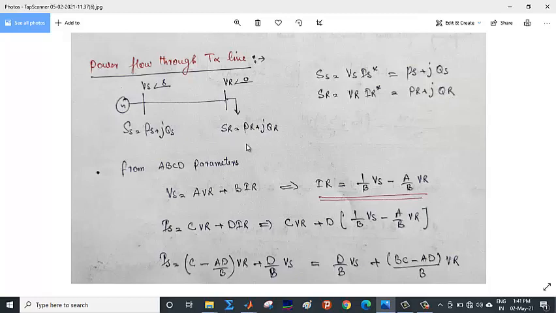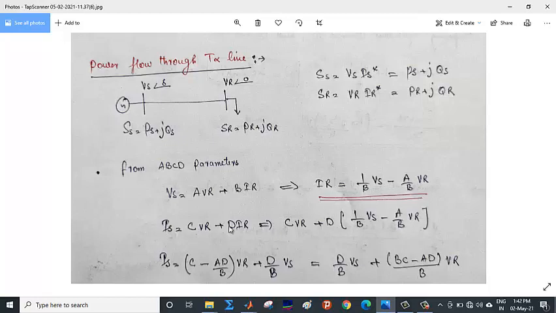So we'll first try to find IS and IR in terms of VR and VS to get the values of SS and SR. We'll get this IR and IS from the ABCD parameters in terms of VS and VR. Here it is very simple. VS is equal to AVR plus BIR. So from here, Vs minus AVR is equal to BIR. That means IR will be equal to Vs by B minus A by B into VR. So IR is equal to 1 by B into Vs minus A by B into VR. So I have got the value of IR in terms of VS and VR.